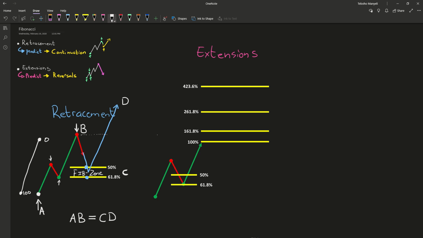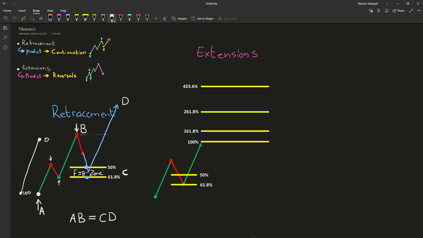So instead of feeling like you missed out on a trade because it left you as it moved from A to B, relax and wait for the market to then retrace back into the Fib zone, where you can then pick it up, because that's where we're predicting that the market will start continuing from.